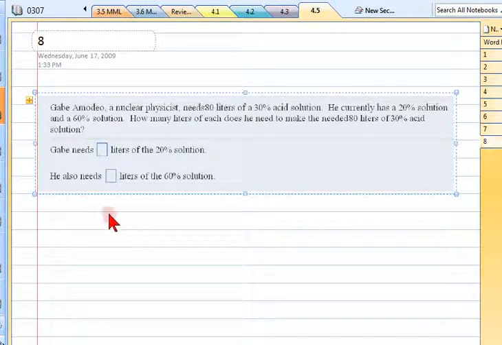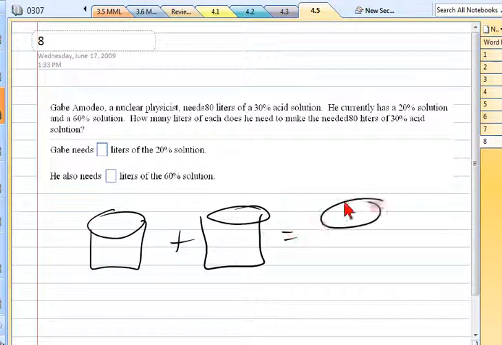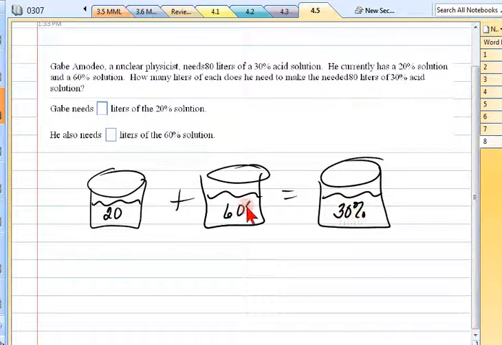So here I go with my beakers. Okay. We have a 20, we have a 60, and what are we trying to make? A 30. All right, those are the percentages. Now, how much of each one of these does he have? X plus Y. He has X, he has Y. How many of the 30% does he need? 80.